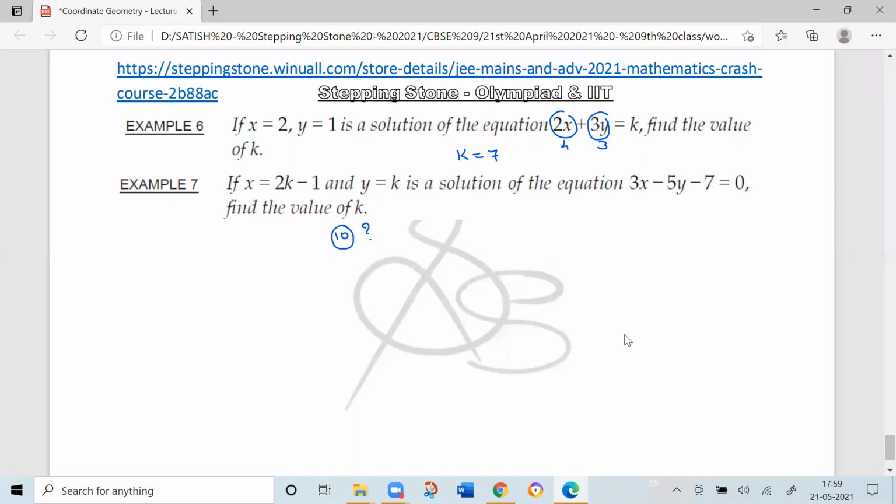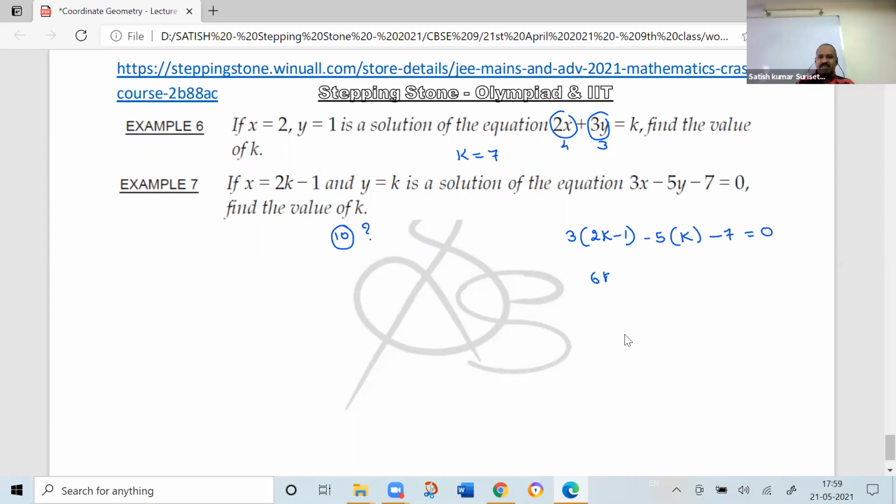Now, let us see. 3 into x, that is 2k minus 1. You have to write it in brackets. You have to be very careful. Minus 5 into y, that is k, minus 7 equal to 0. So 3 into 2k is 6k, minus 3, minus 5k, minus 7 equal to 0. That is 6k minus 5k, k, minus 3 minus 7, minus 10 equal to 0. That is k equal to 10. Good. That means it is correct.